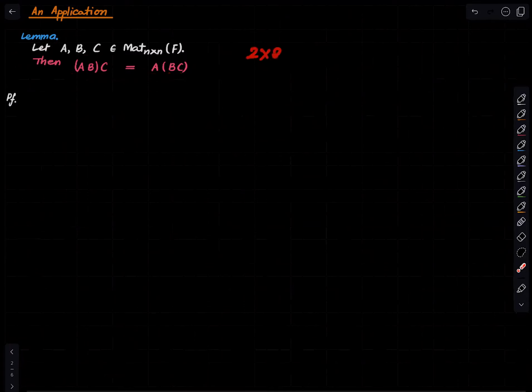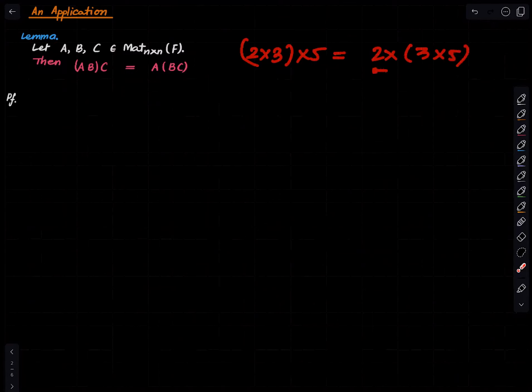If you multiply 2 with 3 and then with 5, you get the same thing as when you multiply 3 with 5 and then multiply the result with 2. So this is the matrix version of this very simple fact. Although if you want to prove it in the matrix setting, using the definition of multiplication of matrices, it is going to be a long exercise and a tedious one. But we will prove this using linear algebra.